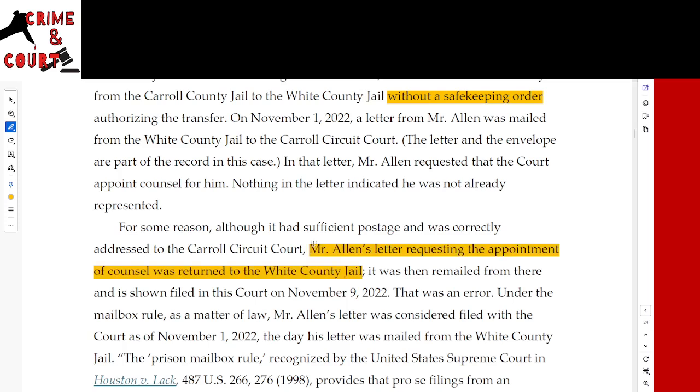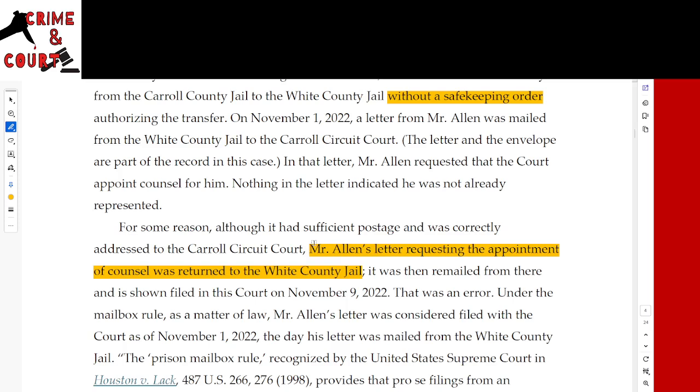Man, they've been doing shady BS from the start. This pisses me off. Like, oh, we didn't get that letter. Just return it. Okay. Just pretend you didn't get that.